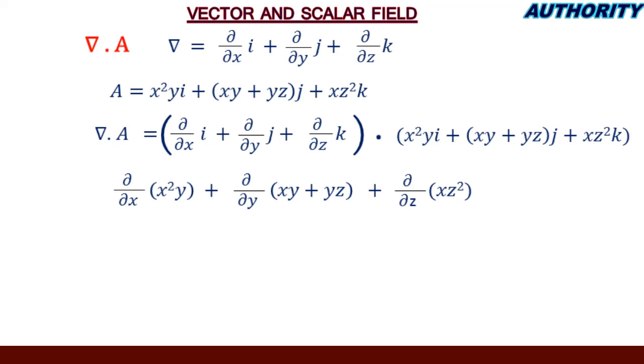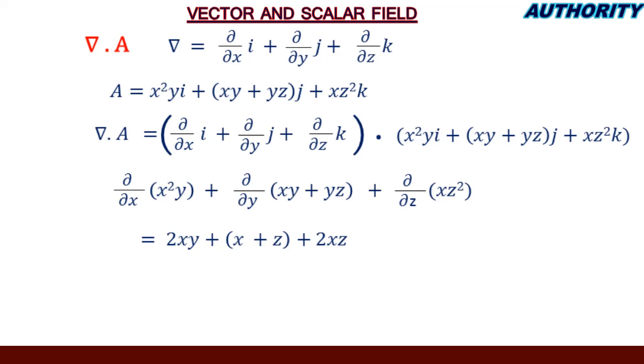The first one, the partial derivative with respect to x, gives us 2xy. The second one, with respect to y, gives us x plus z. The last one, with respect to z, gives us 2xz.